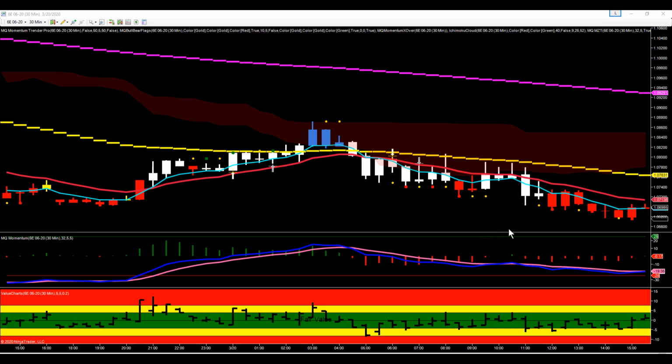These setups were also being confirmed by momentum. You can see our MQ momentum oscillator was also making lower highs and lower lows. So we had trend, all of our EMAs in alignment, setups, and momentum all confirming everything to the downside.